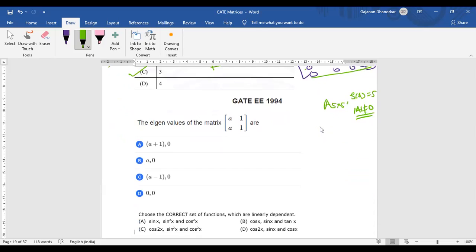हाँ ठीक है, इसका आइगन वैल्यू क्या होगा? एक बात तो क्लियर है, इसका आइगन वैल्यू के लिए एक आइगन वैल्यू 0 ही होता है. आई विल से दैट. सपोज आइगन वैल्यूज आर, एक तो 0 ही है, मैंने क्यों लिखा है 0?